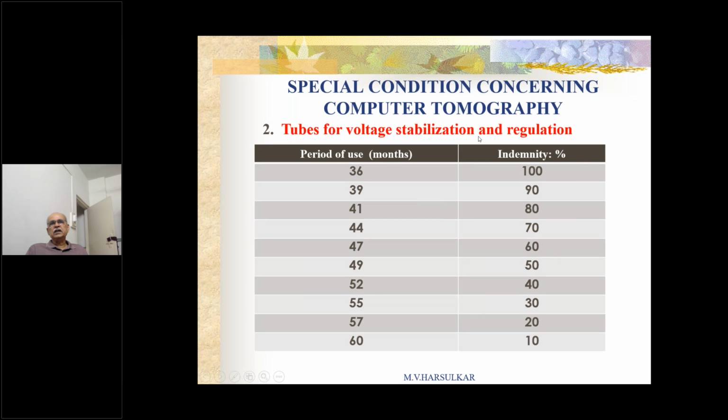Then tubes for voltage stabilization and regulation. For voltage stabilization and regulation tubes, period of use is 36 months, up to 36 months full value. Then it goes on to 60 months, 10% only, that is 90% depreciation.